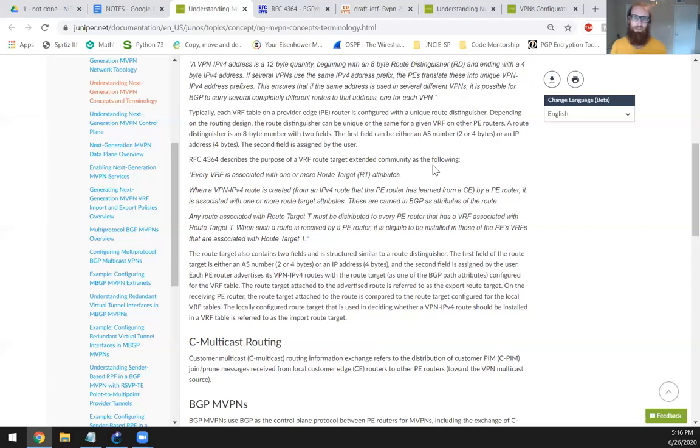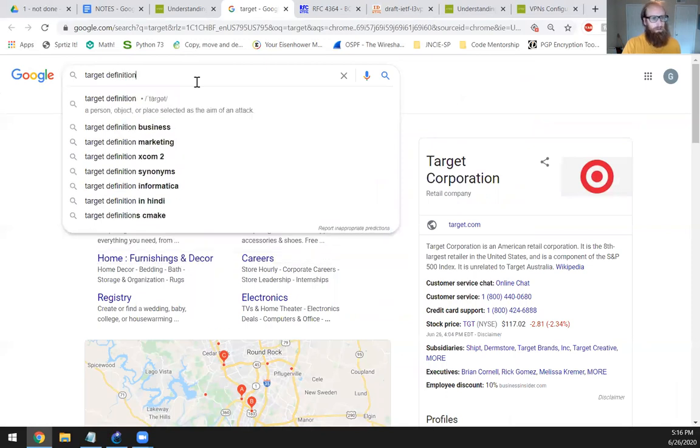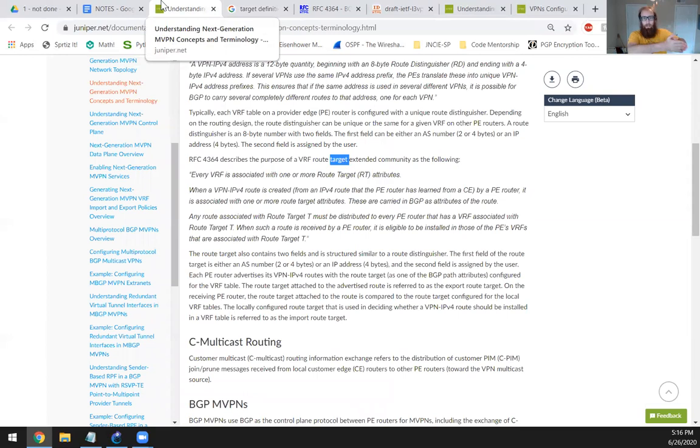What does the word route target mean? Is it even a target? Because if you just look up the definition of the word target, it's a person, object, or place selected as the aim of an attack. So are things aiming at the route target? I guess that could be it. Maybe the routes are aimed at this somehow. Let's keep that in mind.